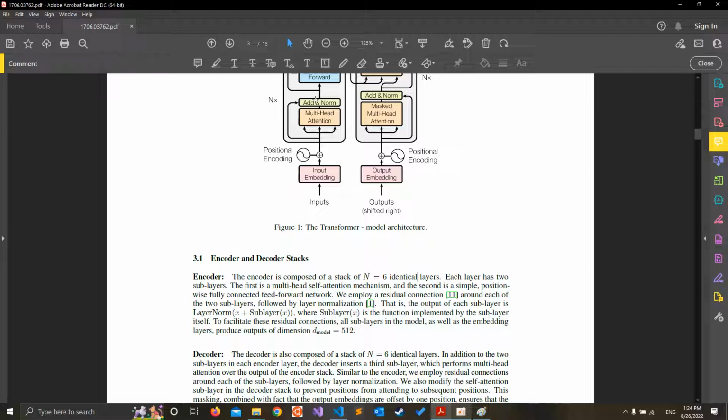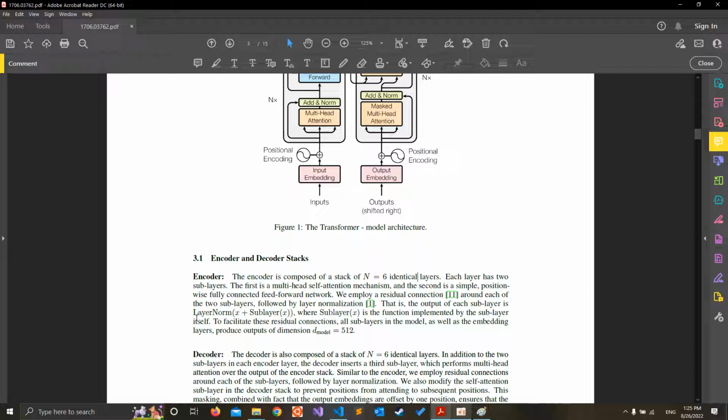That is, the output of each sublayer is layer normalization of x plus sublayer x, which means that what is happening in add and normalization is that we have this input, which we call x, and we have the sublayer, which means that we have used the result of this multi-head attention and passed it to here. The input x and sublayer x are added, and then we use the layer normalization, where sublayer x is a function implemented by the sublayer itself, which here is multi-head attention.